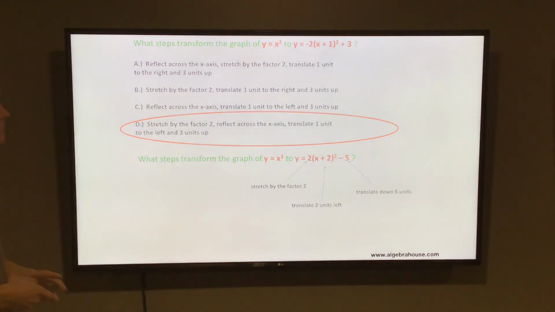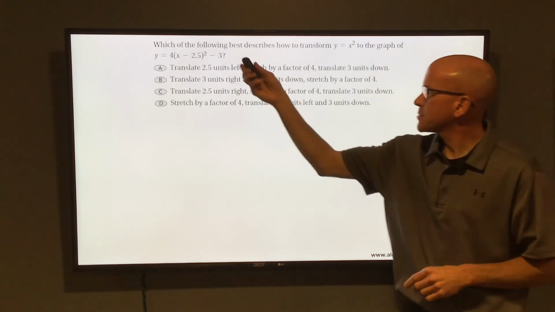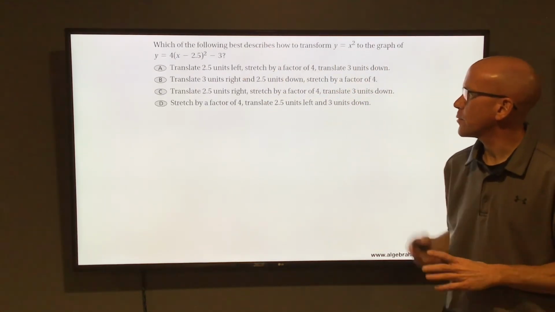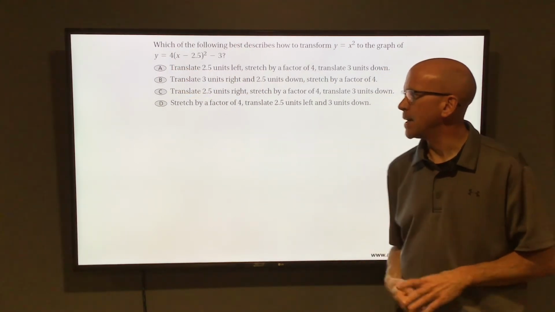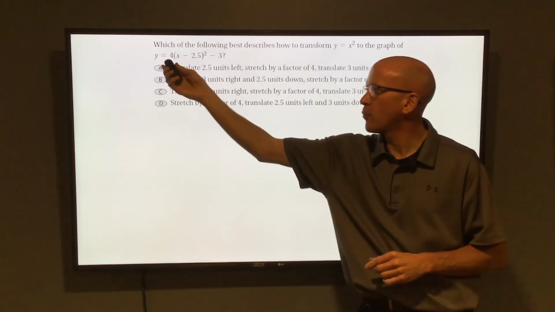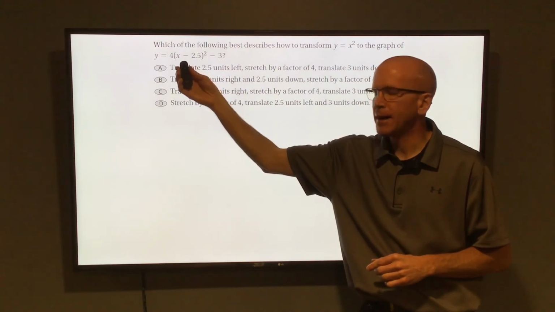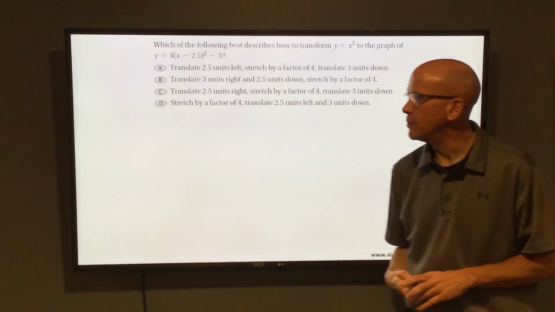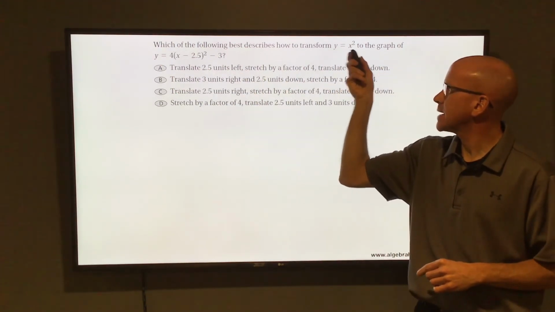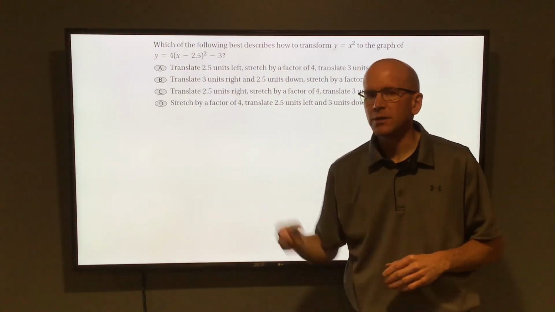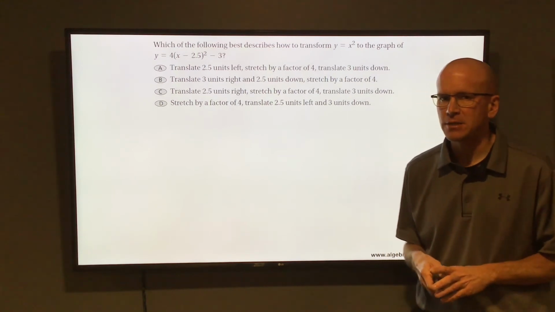Which of the following best describes how to transform y equals x squared to the graph of y equals 4 times the quantity (x minus 2.5) squared minus 3? So the big question is, what does the 4 do? What does the negative 2.5 do? And what does the negative 3 do? So when you multiply the y value by 4, you're taking that whole right side, the x squared, multiplying by 4, it's going to stretch the graph away from the x-axis by a factor of 4.